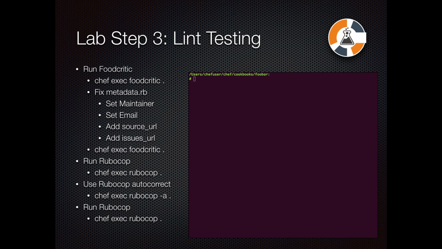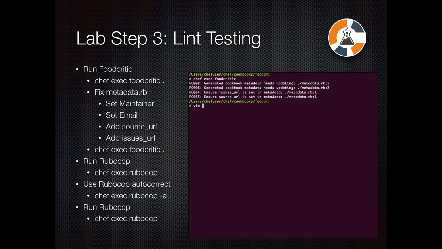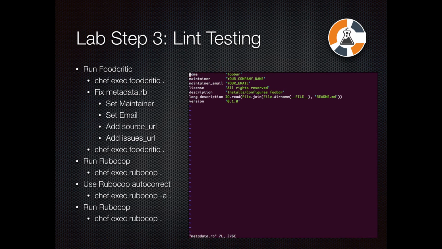foodcritic space dot, meaning this directory. Again, you have to be in the root of the cookbook, which we called foobar, and you're going to get some errors that the maintainer email needs to be updated, and you don't have a source URL and an issues URL. Pretty much put whatever you want. It's just parsing and looking for that exact uppercase that they have in there. So you can put your first name, last name, or company name, and then an email address or a fake email address just for the lab.